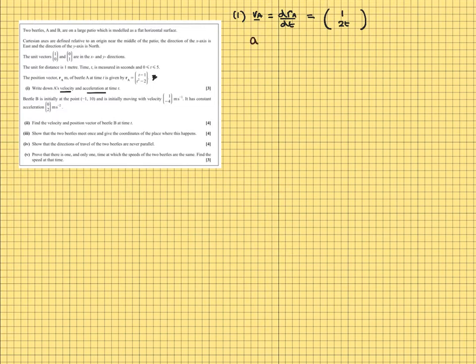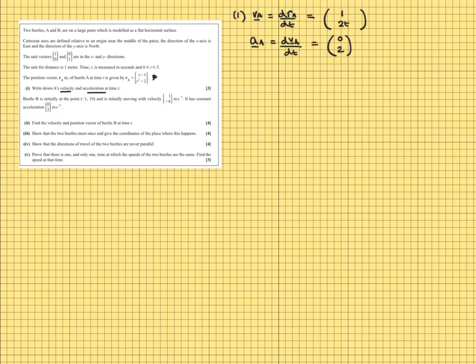Now the acceleration of beetle A is the derivative of the velocity vector with respect to time, which gives me (0, 2). So beetle A is travelling with a constant acceleration. Let's read the next piece of information.